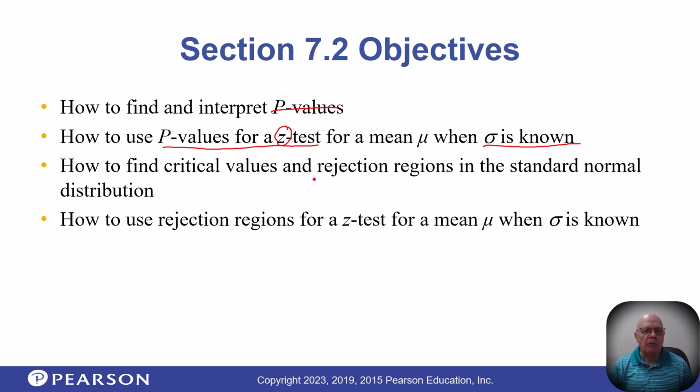Also, we'll talk about critical values and rejection regions. Of course, we're talking about the standard normal distribution, although I'm going to give you some tips on how you can do it without resorting to the standard normal distribution. And how to use rejection regions. Because what we want to do is we want to do hypothesis testing on a mean.